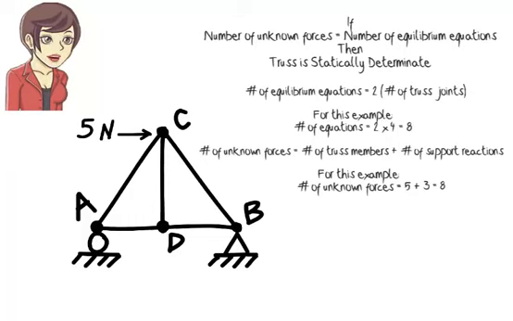In this case, since the number of unknowns equals the number of equations, the truss is said to be statically determinate. How do we analyze such a truss? How do we calculate the axial force in each member? There are several truss analysis techniques. Here, we are going to explain and illustrate a technique called the method of joints.